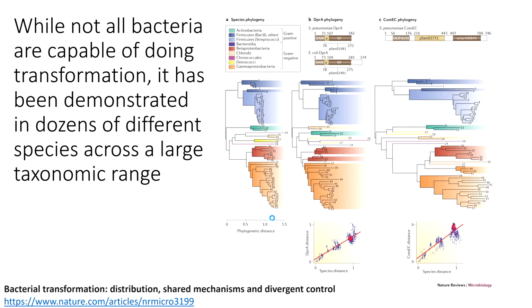And so another thing to note is that it's not that all bacteria are capable of just going around picking up free-floating DNA. You have to be what's called a competent cell. And so there have been a lot of studies that have looked into this. Of course, they're a little bit biased towards taxa that we're familiar with, but we know that there's a large taxonomic range of species and groups that are capable of doing transformation.